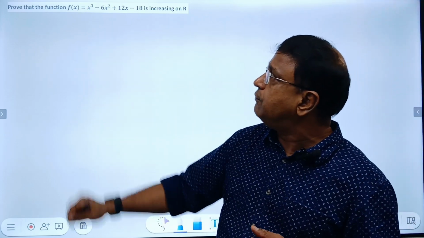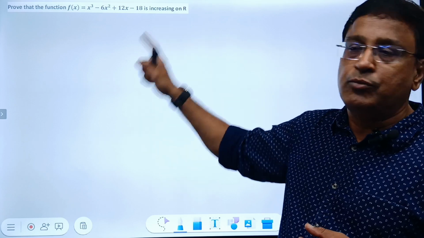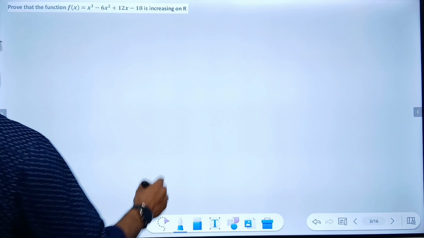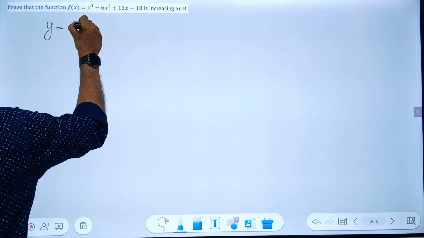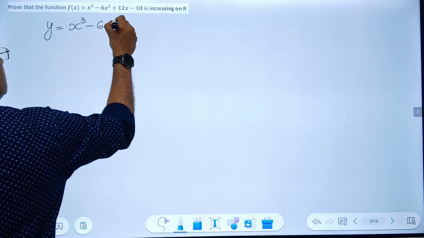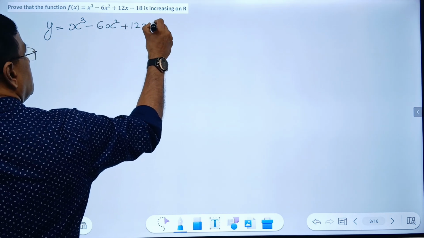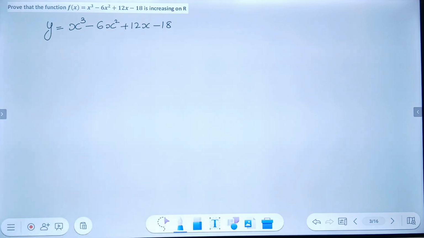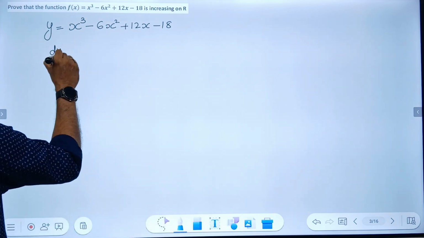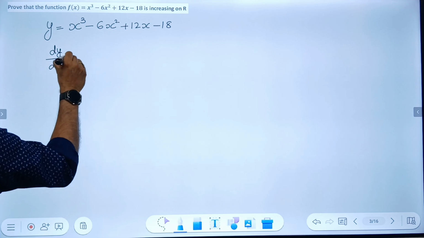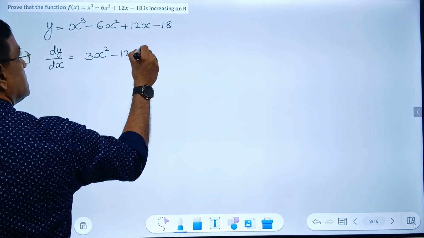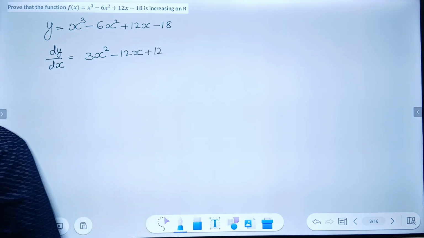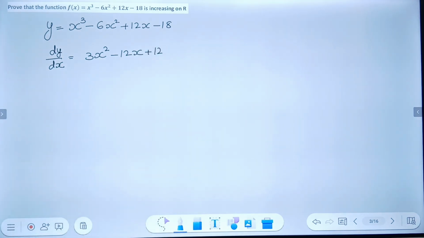Here you see, prove that the function is increasing in R. That means it has to be increasing at every point in R. Let's see how to go about it. First of all, I'll take my f of x equal to x cube minus 6x square plus 12x minus 18. Then I find dy by dx. So what is dy by dx? It is 3x square minus 12x plus 12.